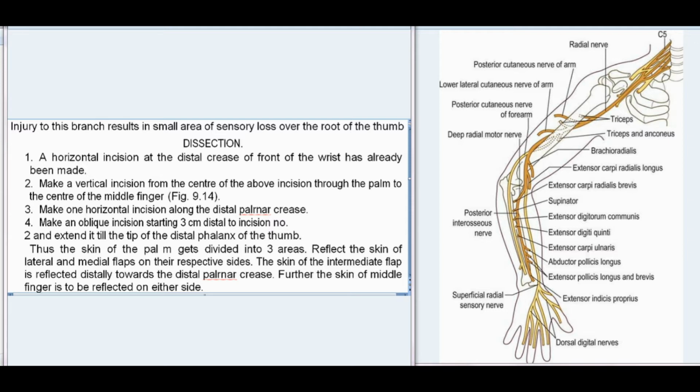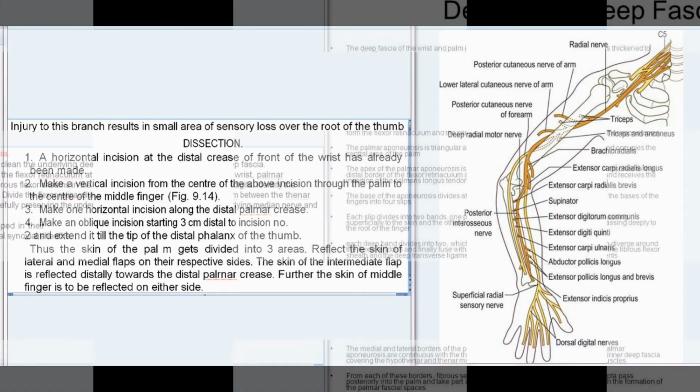Reflect the skin of the lateral and medial flaps on their respective sides. The skin of the intermediate flap is reflected distally towards the distal palmar crease. Further, the skin of the middle finger is to be reflected on either side.